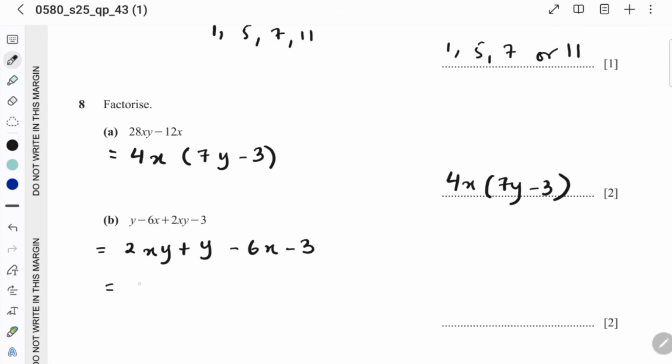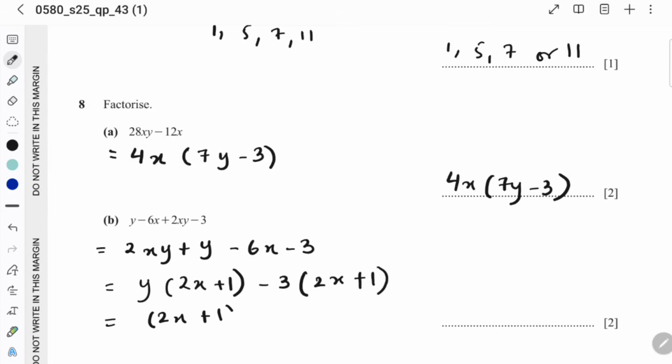Then you just take y common between these two groups: in the first two terms, y times (2x plus 1). This we are doing by grouping. Minus 3 common, 2x plus 1. Because the minus sign is outside, the inner signs change. So 2x plus 1 and y minus 3 is left.